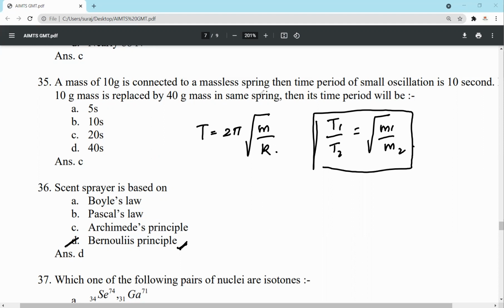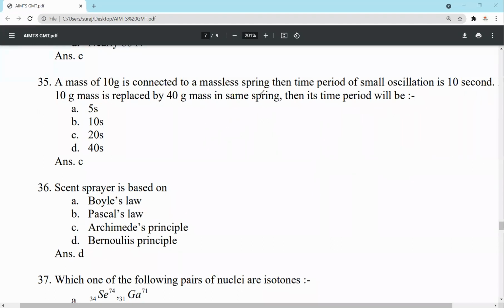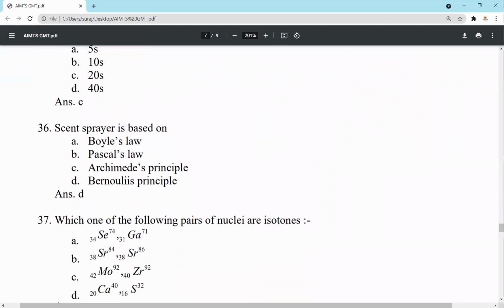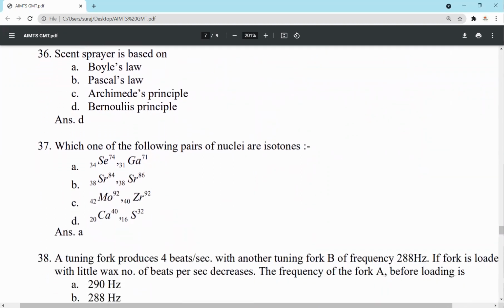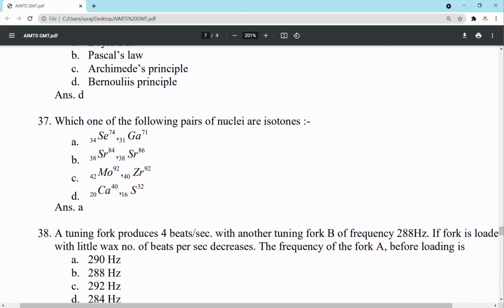Now coming to question 37. Which of the following pairs of nuclei are isotones? Isotones means same number of neutrons. Option A, B is given, C, D. It is 74 minus 34 equals 70 minus 31. Option A is correct. Now coming to question 38.